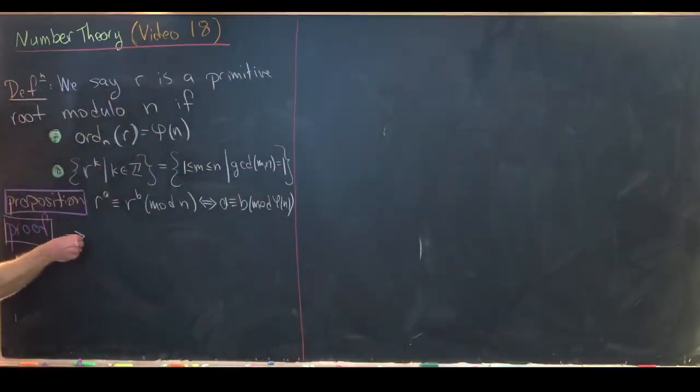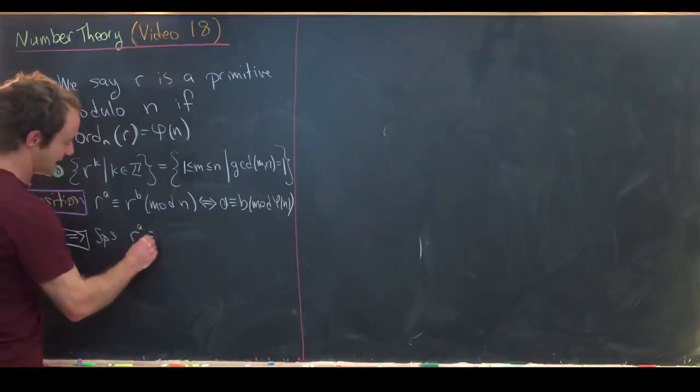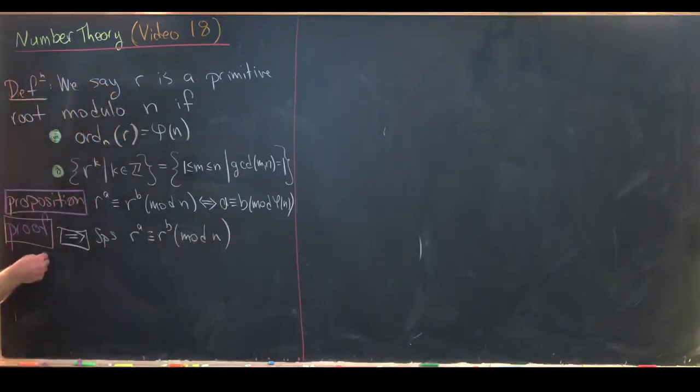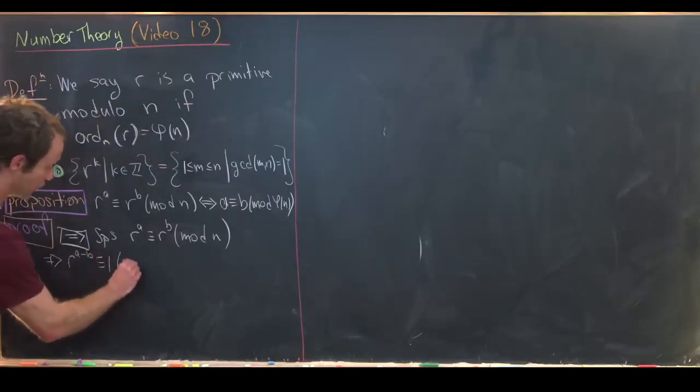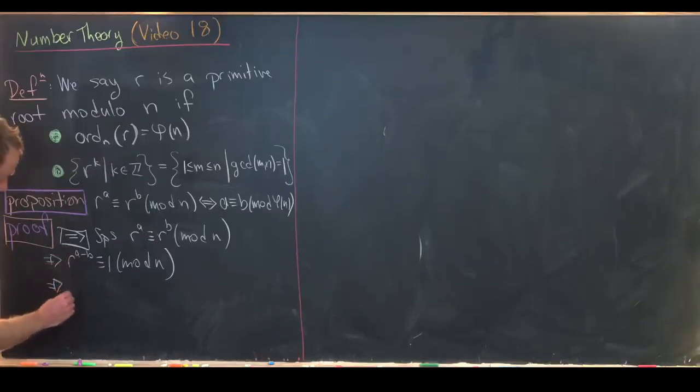So we'll do the forward direction first. We want to suppose that R to the a is congruent to R to the b mod n. But now let's notice that that tells us that R to the a minus b is congruent to 1 mod n, where we just multiply by R to the minus b. If you're a little bit worried about this, you can just assume that a is bigger than or equal to b.